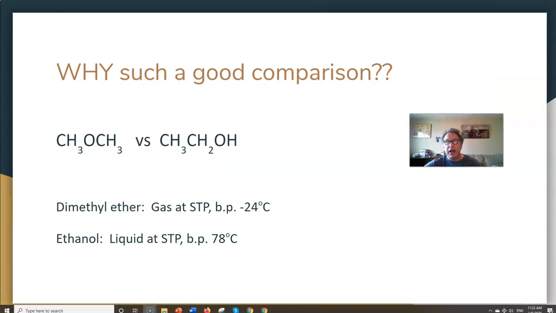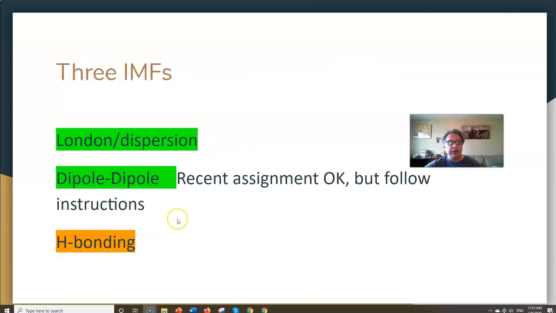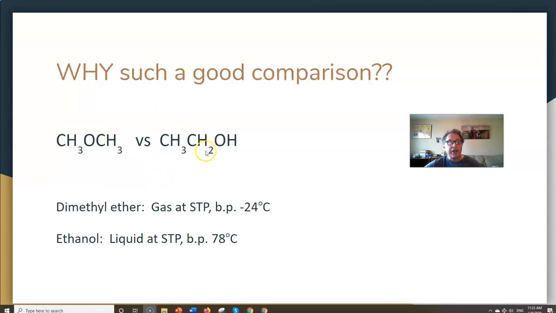Now, what I want you to tell me as a homework assignment, you're going to think about why this is such a good comparison. Remember, we're talking about hydrogen bonding. We know these other forces can also operate. Why is this such a good comparison? You're going to figure that out.